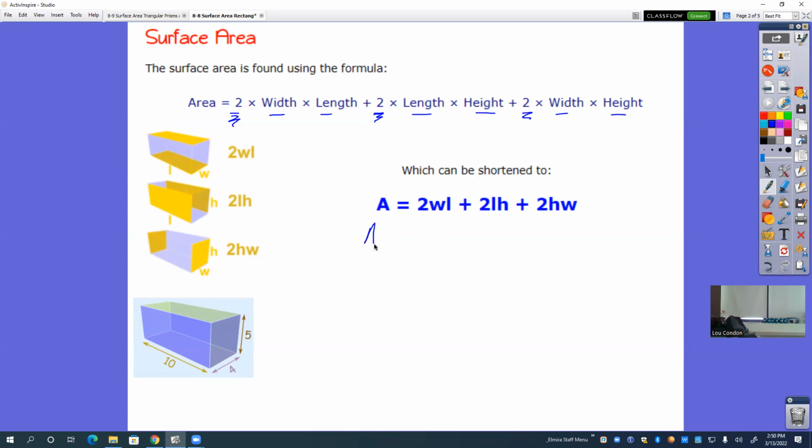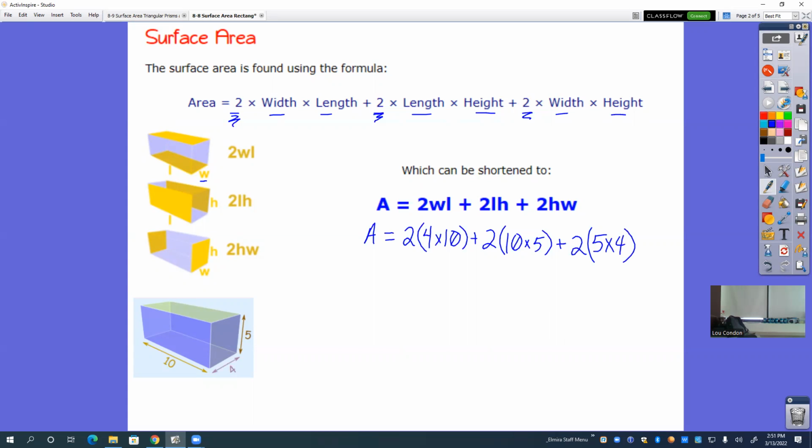So our surface area equals 2 times the width times the length. The width is right there for this first example. So 2 times 4 times 10, plus 2 times the length times the height. So this time it would be 2 times 10 times the height, which is 5. Plus 2 times the height, which is 5, times the width, which is 4.